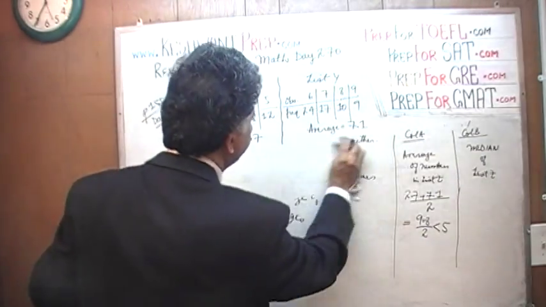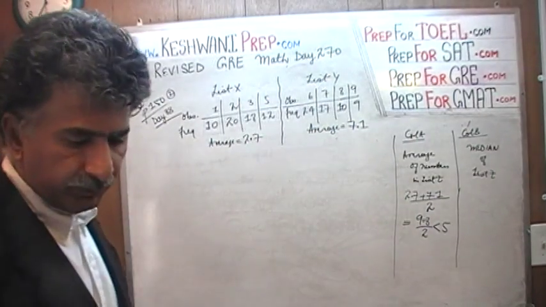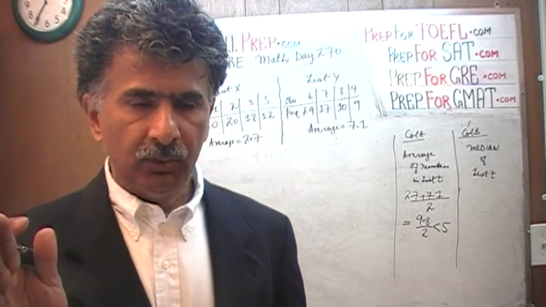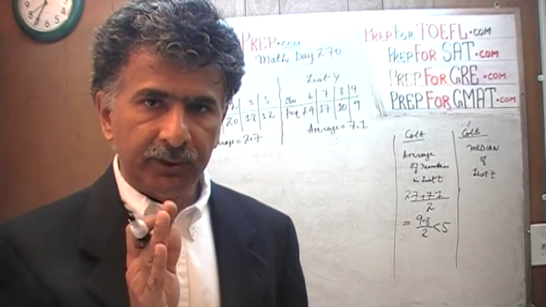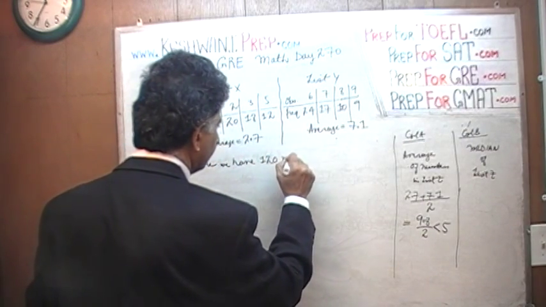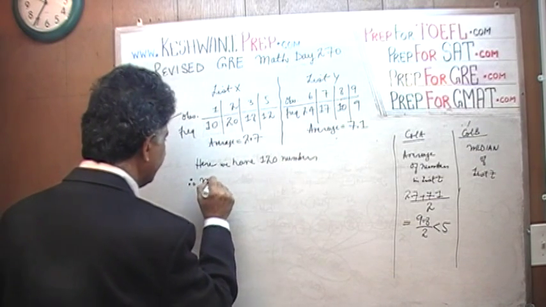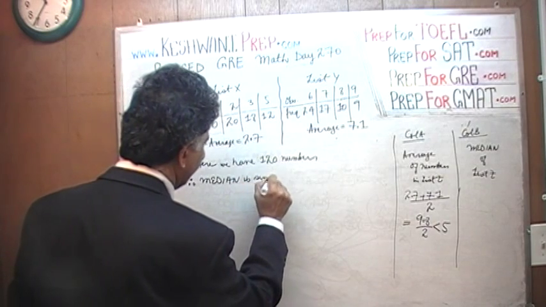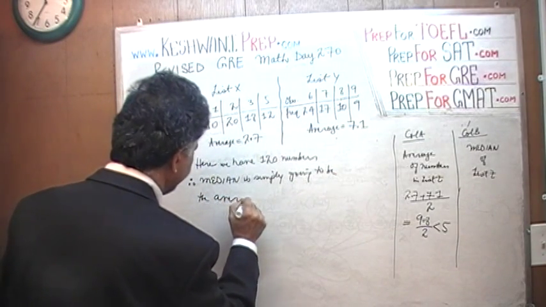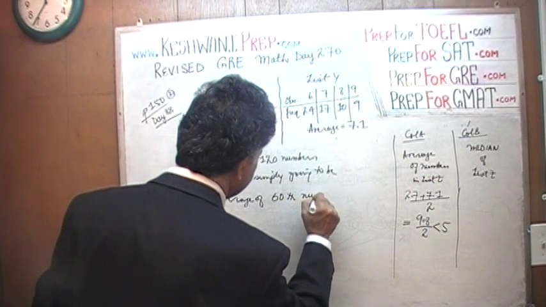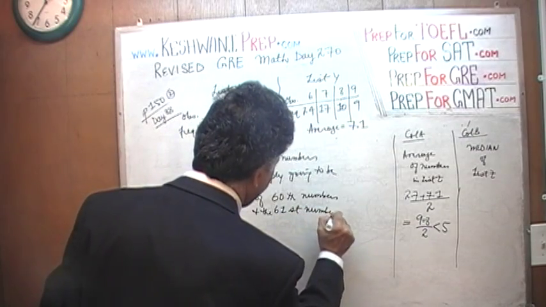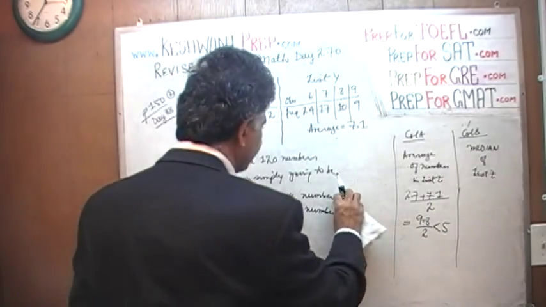Now we have to figure out the median. How do we figure out the median of numbers? Well, the median is the middle number after the numbers have been arranged in order. After all the numbers have been arranged in order, you just take the middle number. Here we have 120 numbers. Therefore, the median is simply going to be the average of the 60th number and the 61st number.